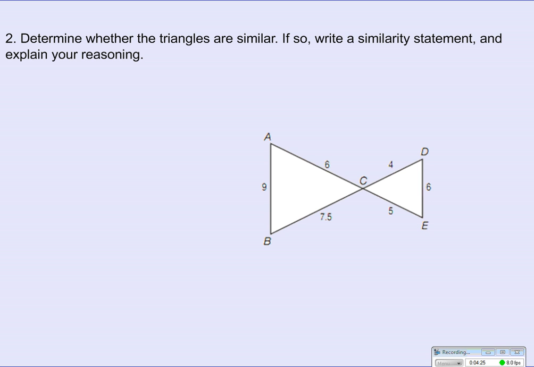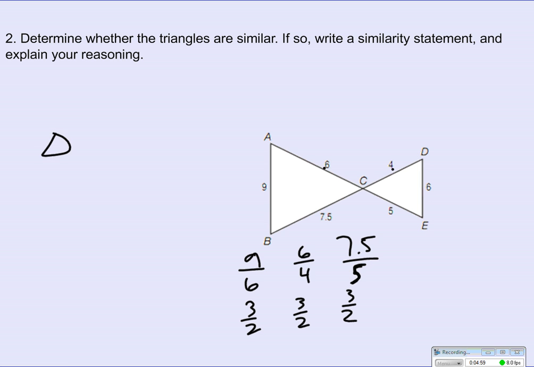So if I'm looking at this one, I've got to look at, does this match up? Well, how would you do it? I mean, you would obviously take 9 over 6, but would you take 6 over 4 or 6 over 5? I think you would take 6 over 4, and I think you would take 7.5 over 5. This becomes 3 over 2. This becomes 3 over 2. 7.5 over 5 also becomes 3 over 2. So yeah, those are similar because of side, side, side.